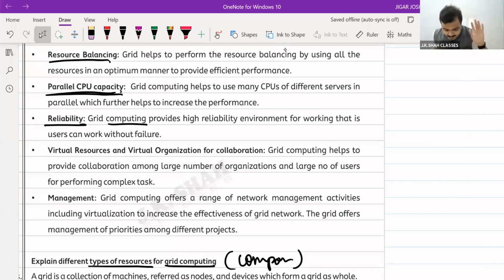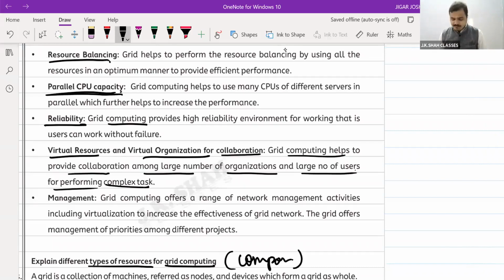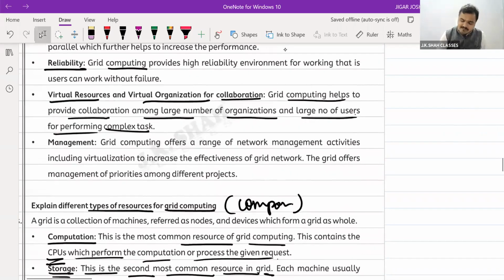Are you understanding the concept, people? It's a very, very important concept. So these virtual resources and virtual organizations for collaboration in grid computing help provide collaboration amongst a large number of organizations and a large number of users for performing complex tasks. Clear? Last but not the least, very important, as I said, is the management.